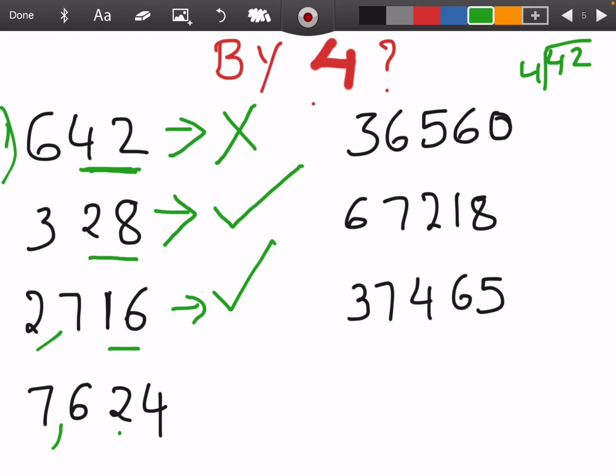The next one is 7624. The last two digits are 24. You know 4 times 6 is 24. So 24 is divisible by 4. So 7624 is divisible by 4.